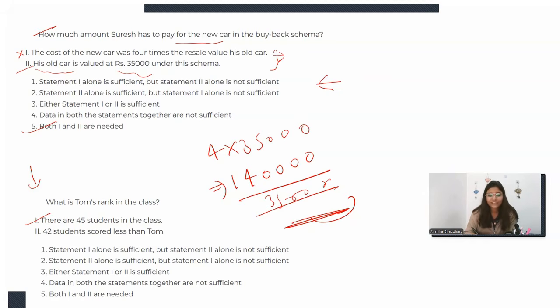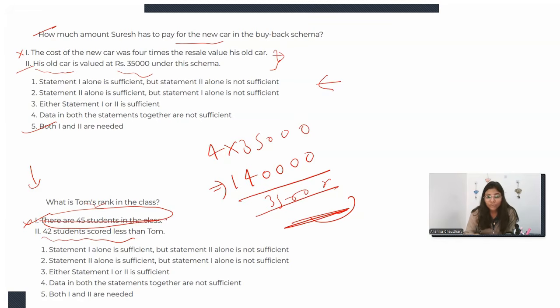Okay, so let's check only the first statement. There are 45 students in the class. So with the help of this information only, that there are 45 students in the class, are we able to find out what the Tom rank is? No, right? So this time let's check for the second. Here we are not looking at the first statement, right? So 42 students scored less than Tom.